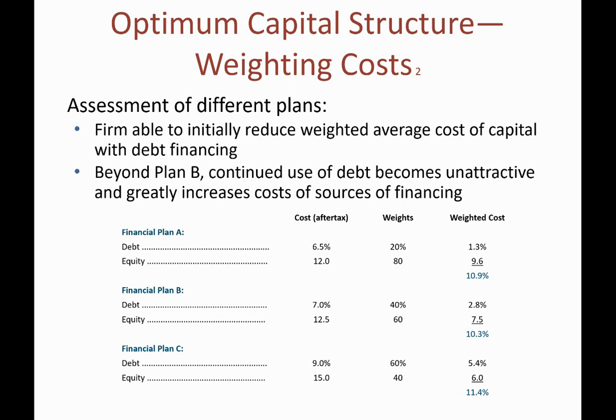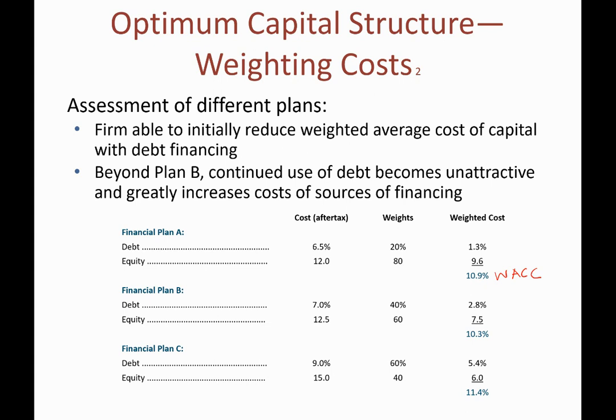Then the weight, how much do they have in debt? Debt represents 20% of financing, and equity represents 80%. All in all, our weighted cost, again, for each element, for the debt is 20% times 6.5, which is your 1.3, and for the equity is 80% times 12, you get 9.6. In total, our weighted average cost of capital under plan A is 10.9%.